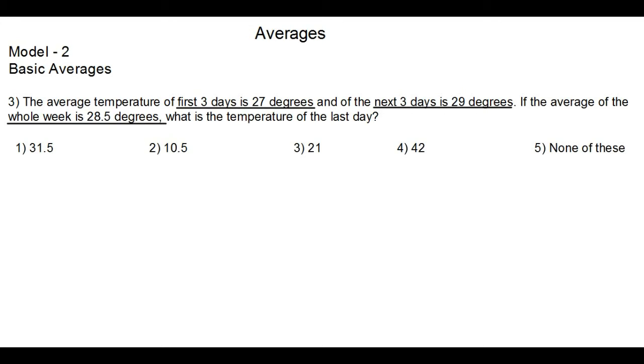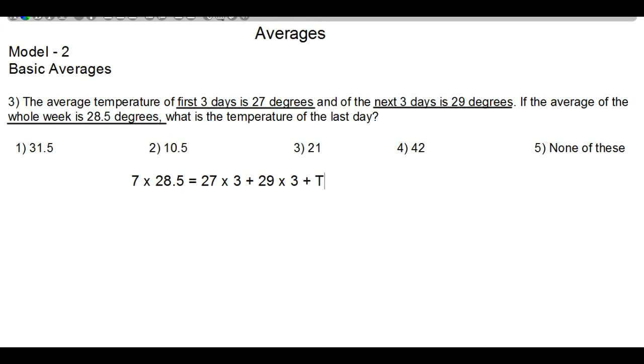Now, as we know that the average temperature of the whole week is 28.5, we can say that the total temperature of all the days in the week should be 7 into 28.5. And this should be equal to the total of the first 3 days, that is nothing but average into number of days, 27 into 3, plus the total temperature of next 3 days, that is nothing but 29 into 3, plus the temperature of the last day. Let us take it as T.